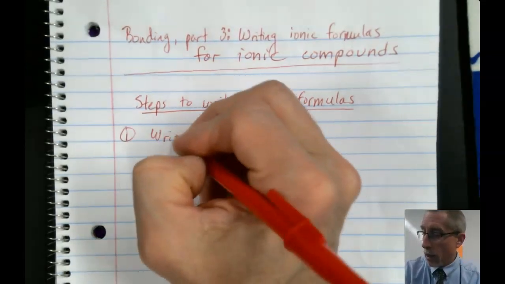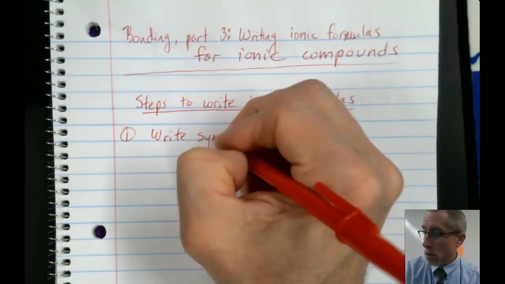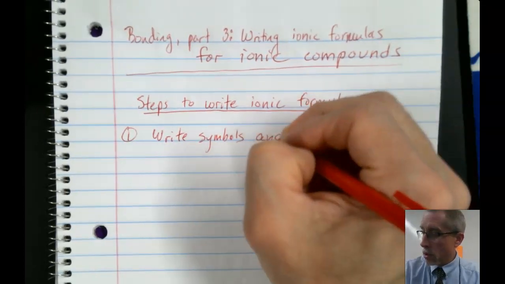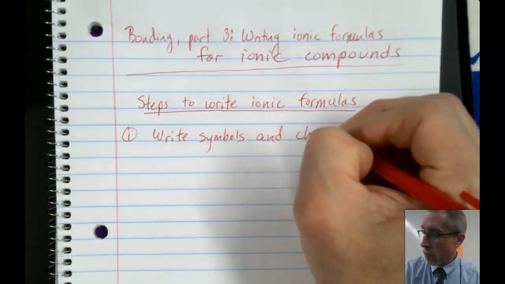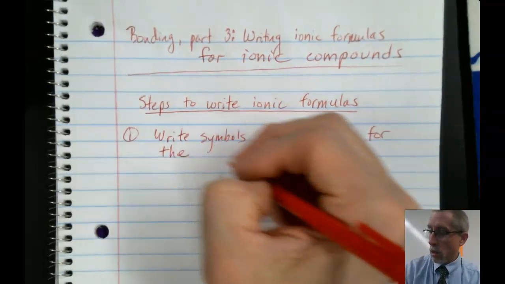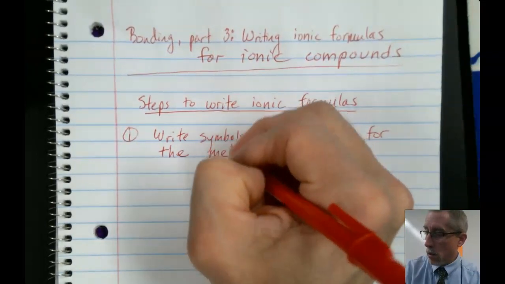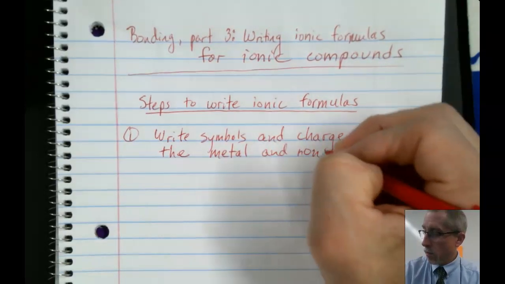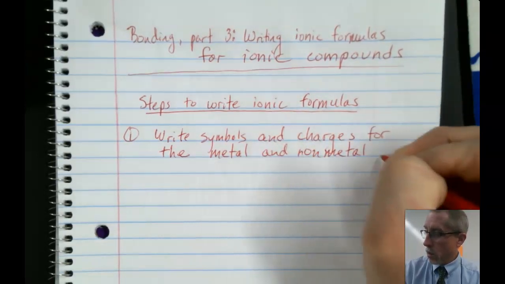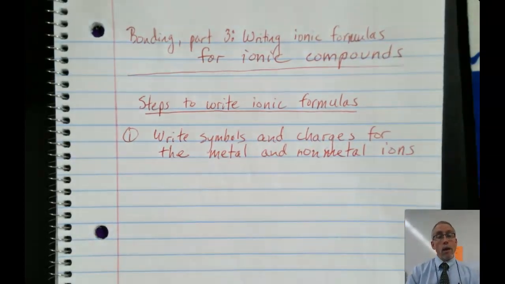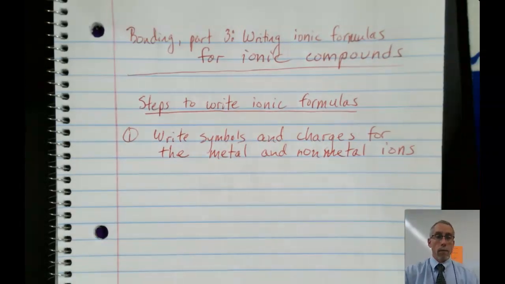We're going to write symbols and charges for the metal and nonmetal ions. Okay, so you're going to write that, copy it down, and then we'll go on to another page and I'll show you what that looks like for our first example here.